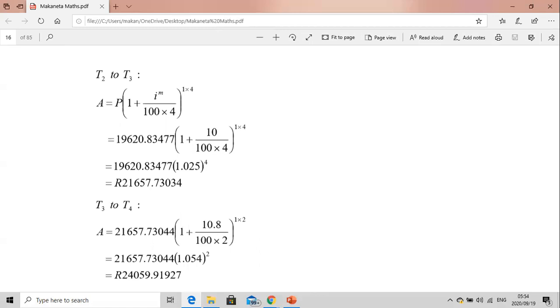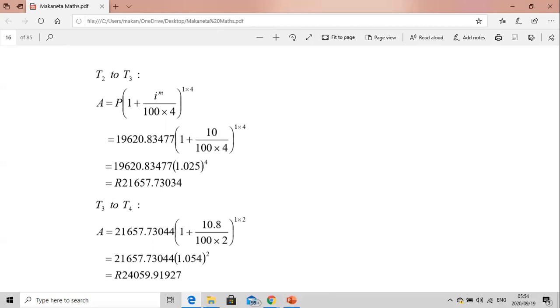it's now once a year. Remember, it's just per year for 1 year there, and then the compound interest is calculated quarterly, as we know. So it will be 1 times 4 because of 4 quarters there. And by the end of this third year, we will be sitting with 21,657 rands and 73 cents. And that is what we will be sitting with.